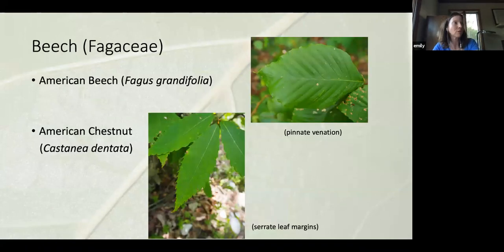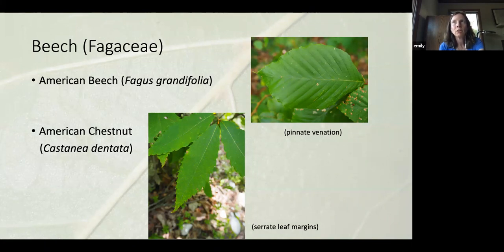So we're getting close to the end of the simple leaves now that we've gotten to the beech family. So this is the Fagaceae family, and the family is traditionally for Fagus grandifolia, which is the American beech. And I have a leaf of that right in the right-hand corner. That's got a beautiful pinnate venation. The American beech is that one with the really smooth bark that people like to carve their initials into.